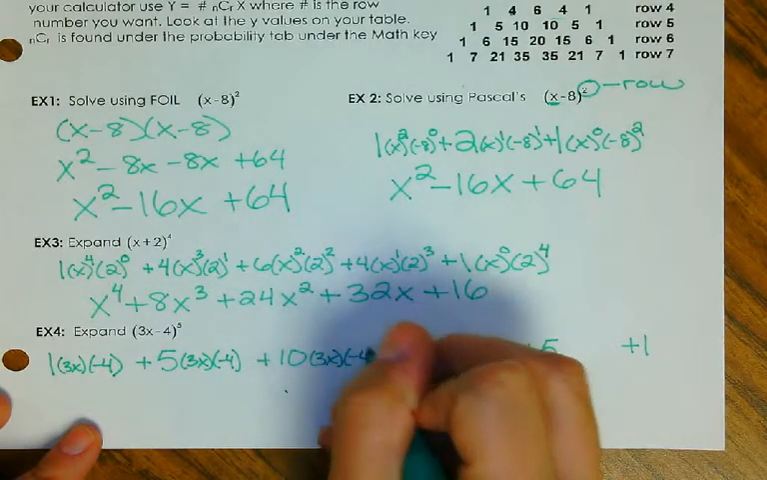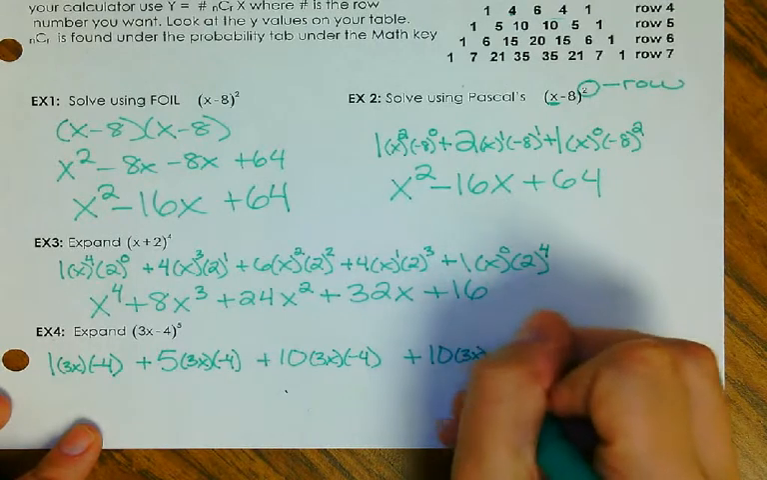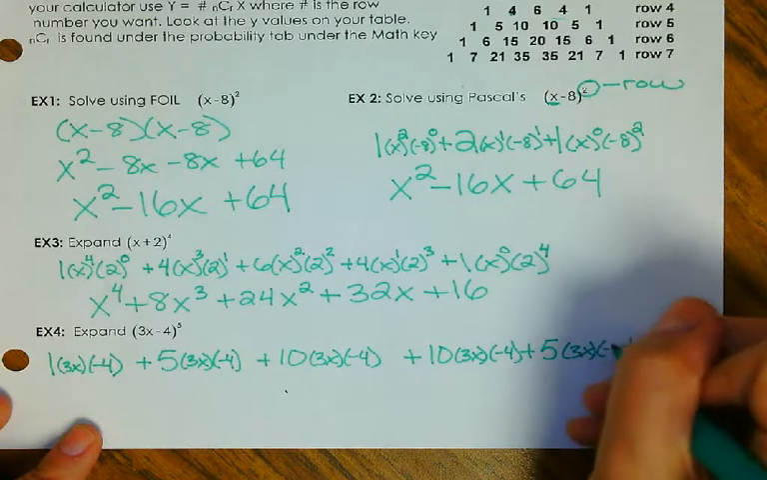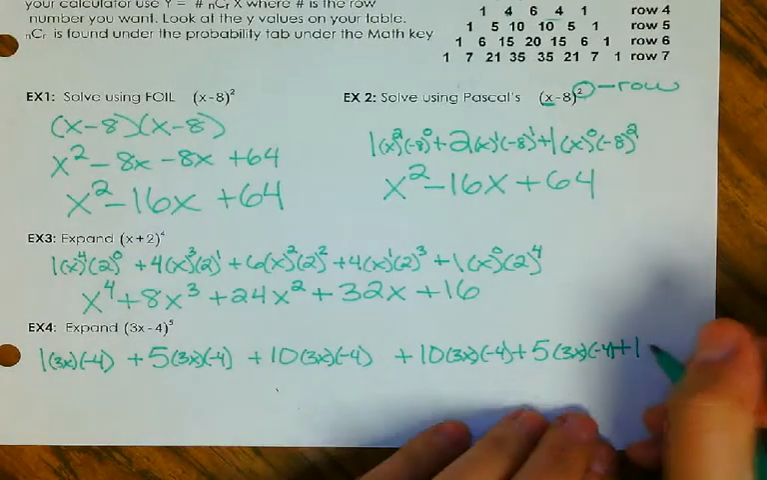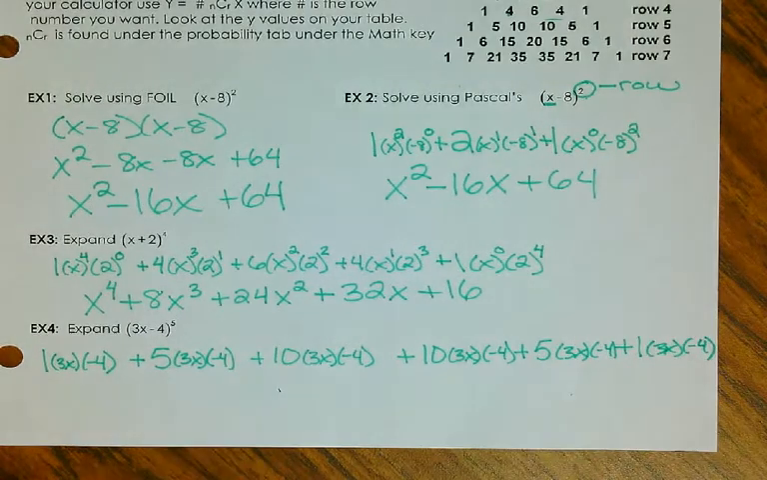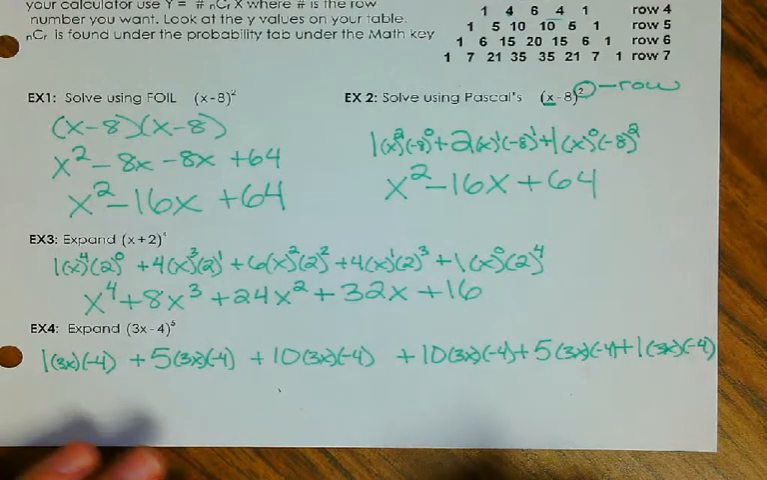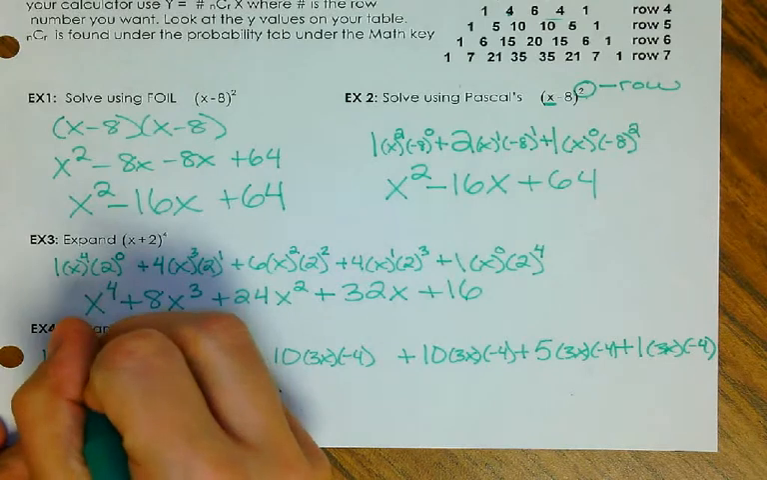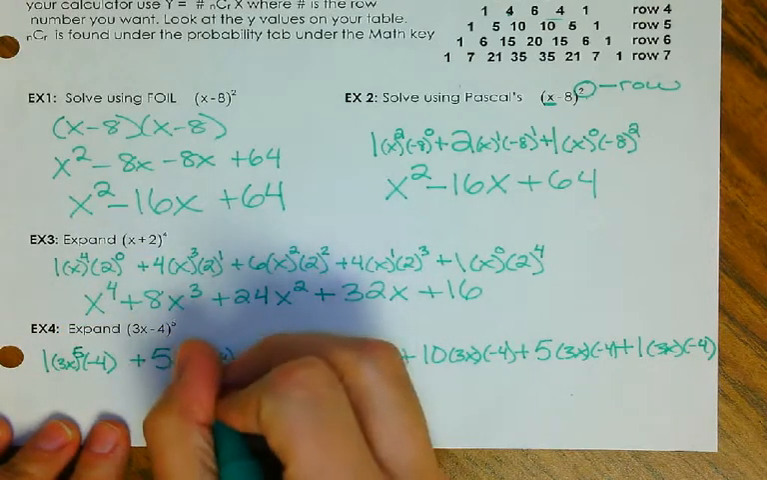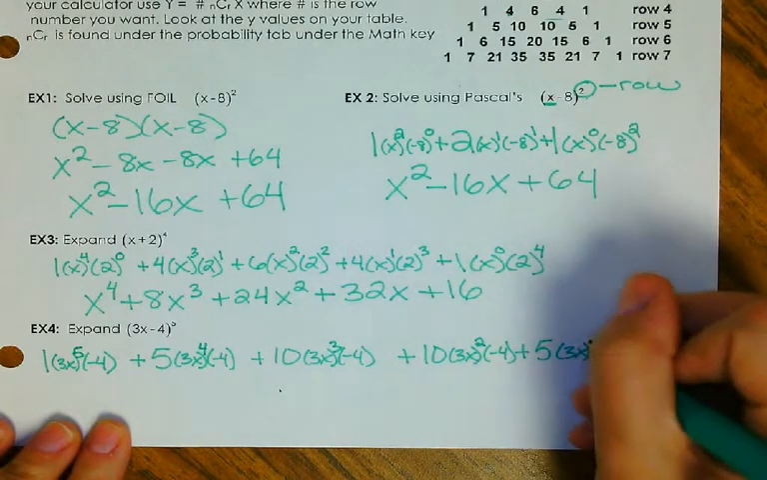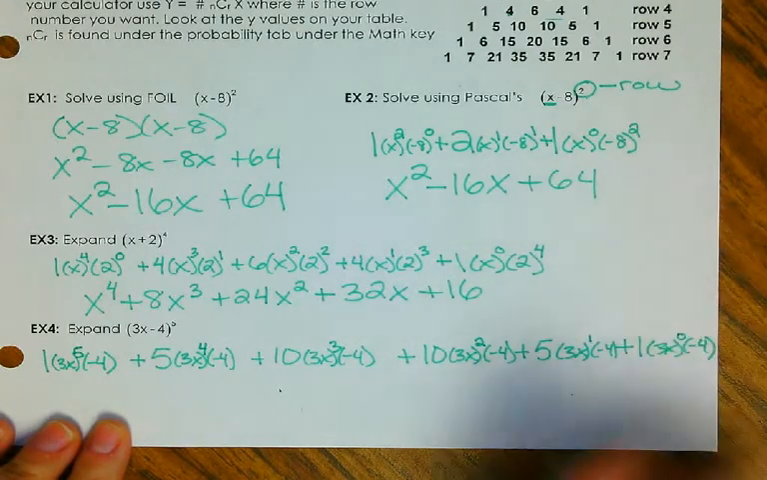Watch your parentheses. We're keeping them in parentheses. 3x and a negative 4. And last there, 3x, negative 4. Okay. Now we need to go back and put the exponents. So you start with 5. You count down. So 5, 4, 3, 2, 1, 0.